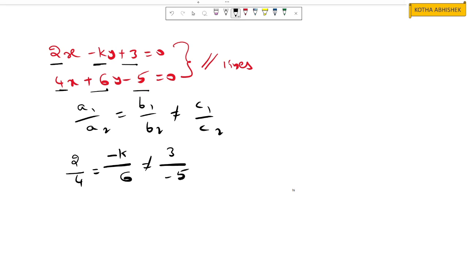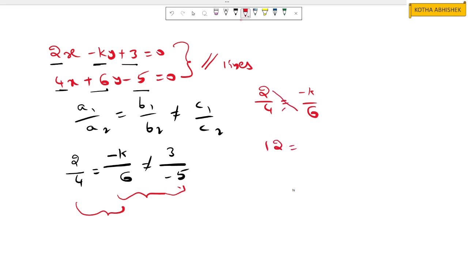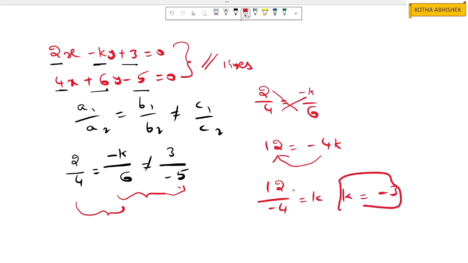Now if we observe this clearly, these two are anyway not equal, so I am not going to worry about this one. Now I will take the first two only, that is 2 by 4 equals minus k by 6. Doing cross multiplication, 2 times 6 is 12 equals 4 times minus k, minus 4k. So we need to find the k value, right? Take minus 4 to the left side, so it will be 12 divided by minus 4 equals k, then k equals minus 3. So the k value is minus 3, then only those two given equations will be parallel to each other.